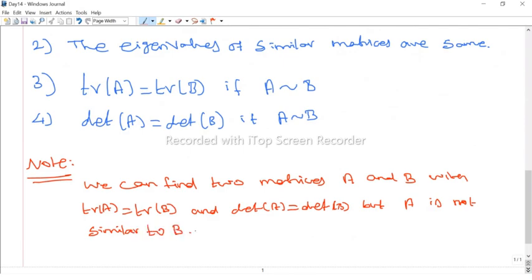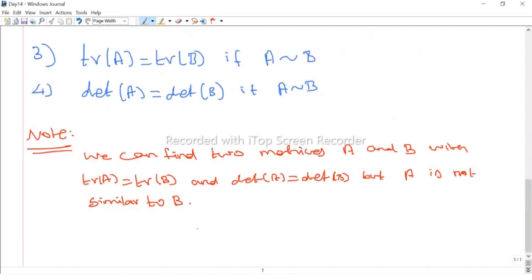If A and B are similar, then the trace and determinants are equal, but the converse need not be true. That is, you can find two matrices whose traces are equal and whose determinants are equal, but A is not similar to B. We can always find such matrices. Therefore, the converse need not be true. It's a very important note.